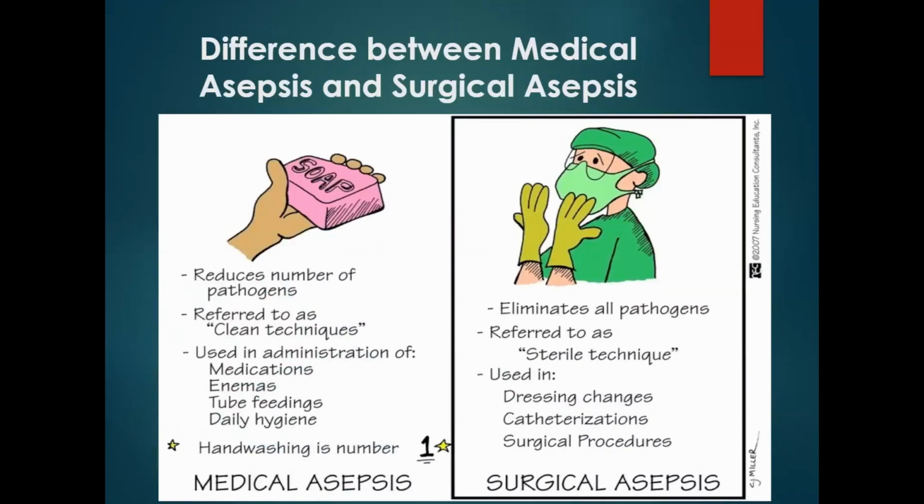Now, when we talk about surgical asepsis, this eliminates all pathogens. So we refer to this as sterile technique. We use surgical asepsis in dressing changes, any type of catheterizations, and surgical procedures. Keep in mind that although we refer to this as sterile technique, we can never sterilize the skin. Okay, we can only render it surgically clean. So if you hear somebody say, go sterilize your skin, we can't sterilize it. It's surgically clean.